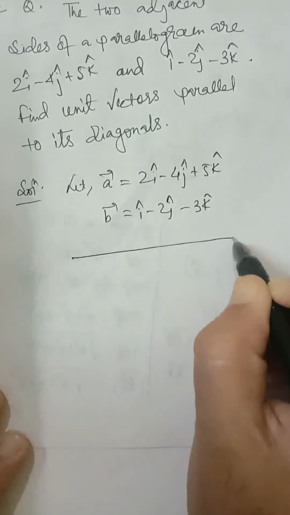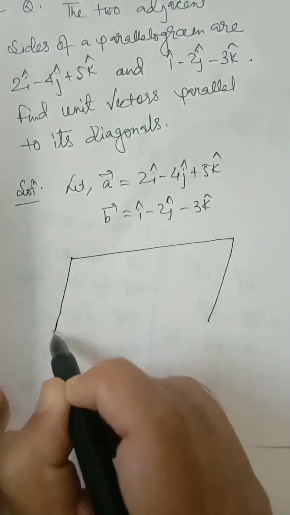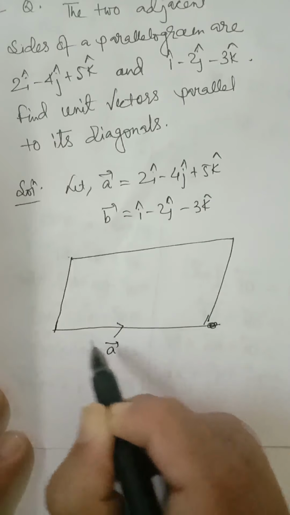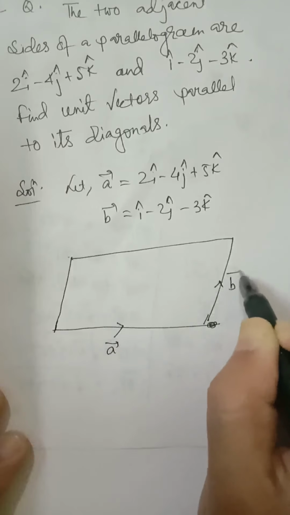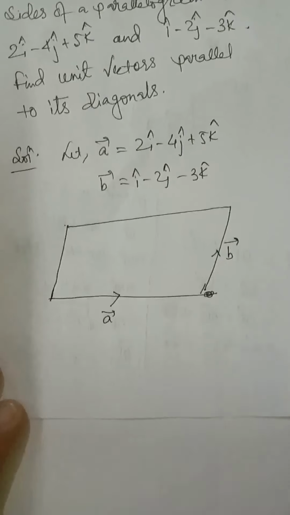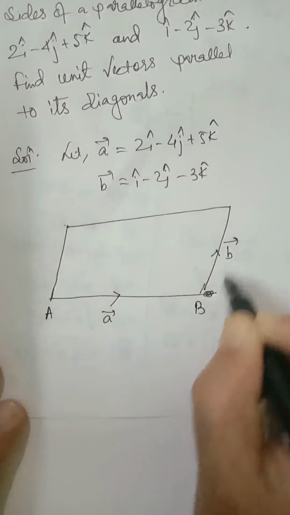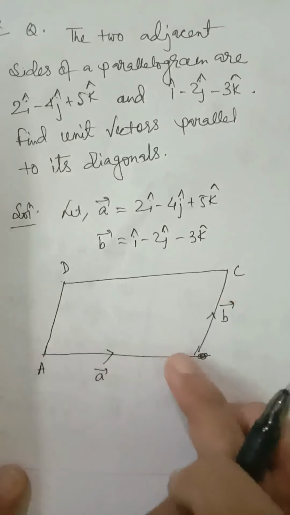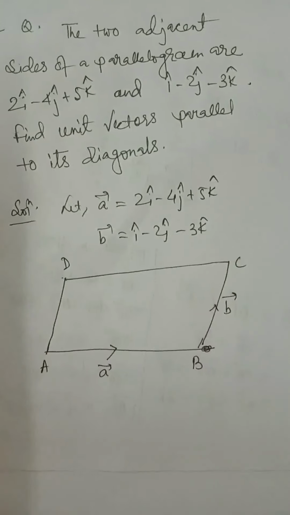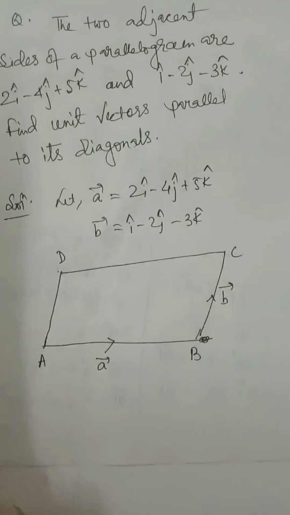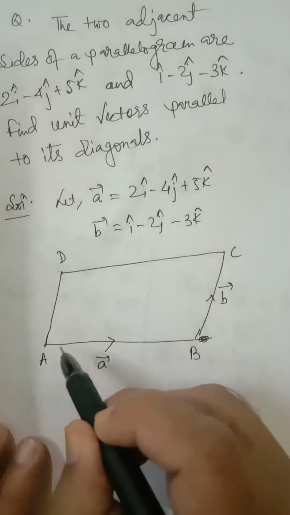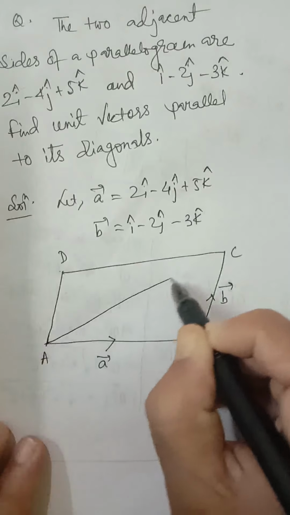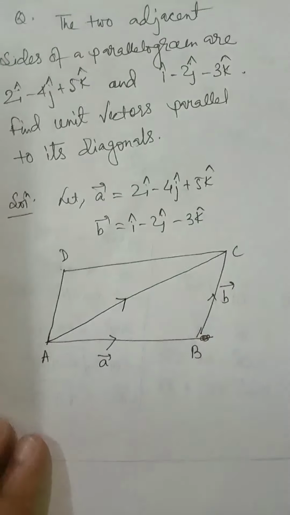So first of all, let me draw one parallelogram. Adjacent side means these two sides, this side and this side. These are the two adjacent sides of a parallelogram. Let me mark in this way A, B, C, D. So two adjacent sides of a parallelogram are given, a vector, b vector. We have to find unit vectors parallel to its diagonals. Let us draw the first diagonal, AC. This is the first diagonal, AC.